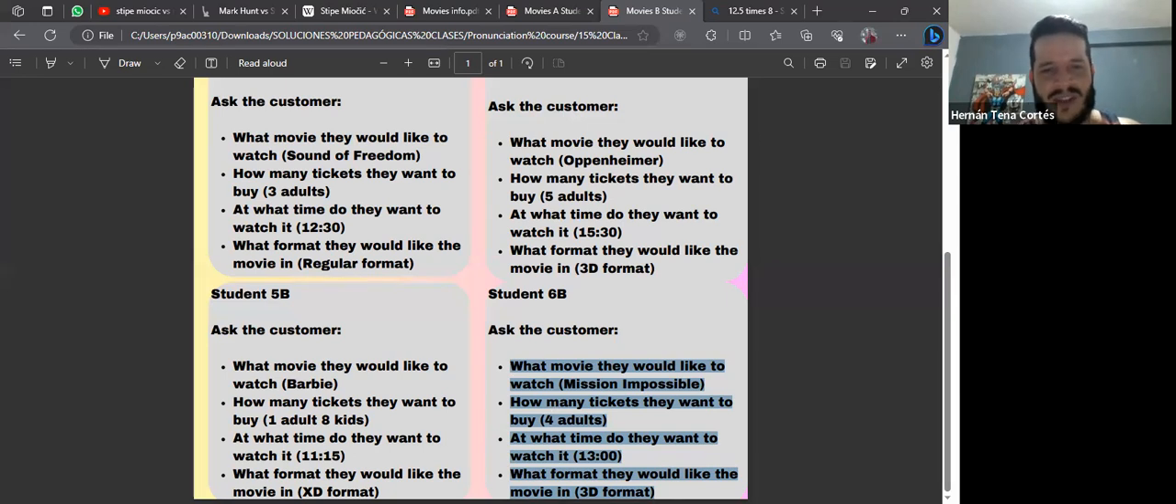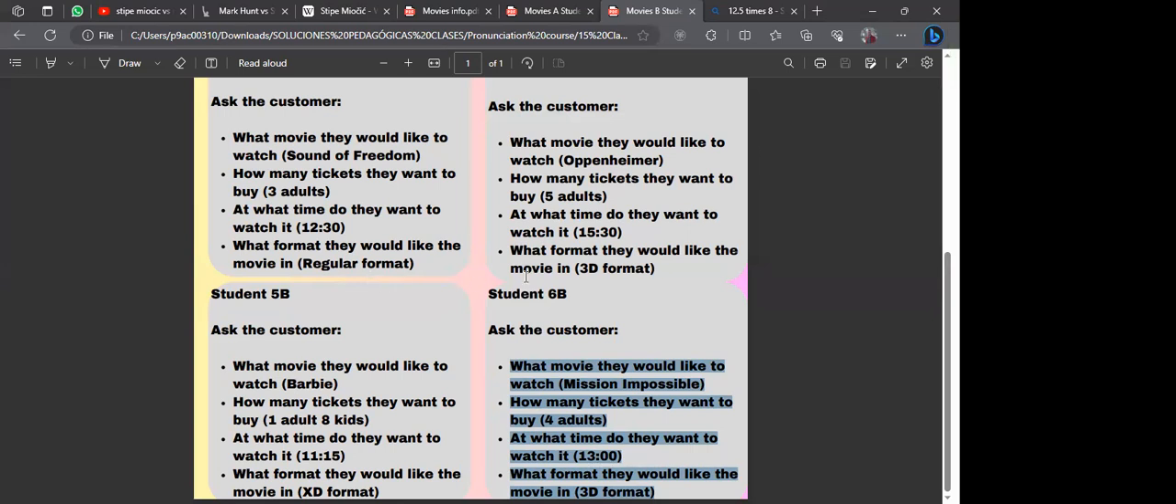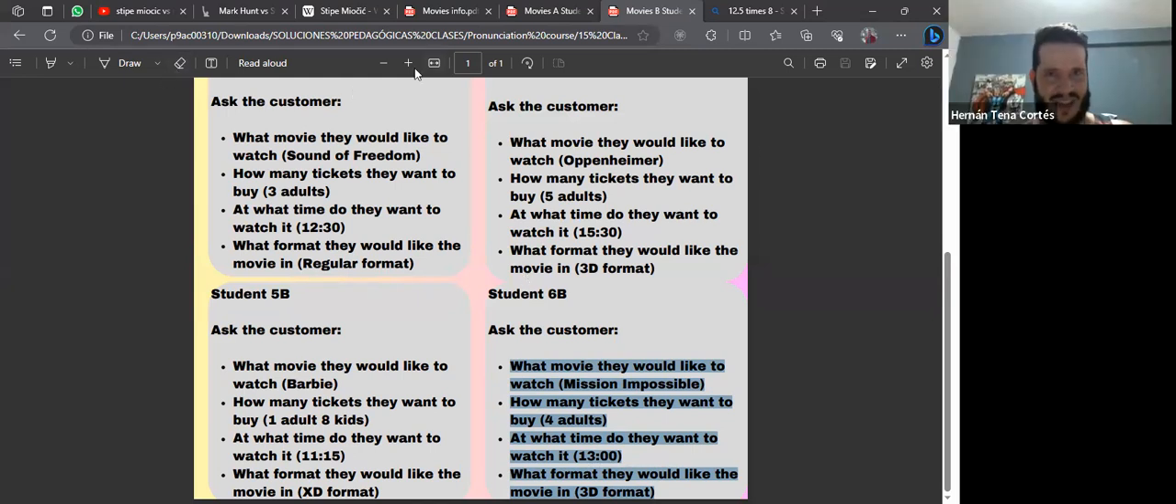All right. Julie, whoever interviewed Julie, she saw Mission Impossible. She bought 4 adult tickets. She saw that movie at 13:00, which is 1 o'clock, and she saw it in the 3D format. So, Julie, do you know how much money you spent? Yes, $68. Not too bad, huh? All right, guys, you did great.